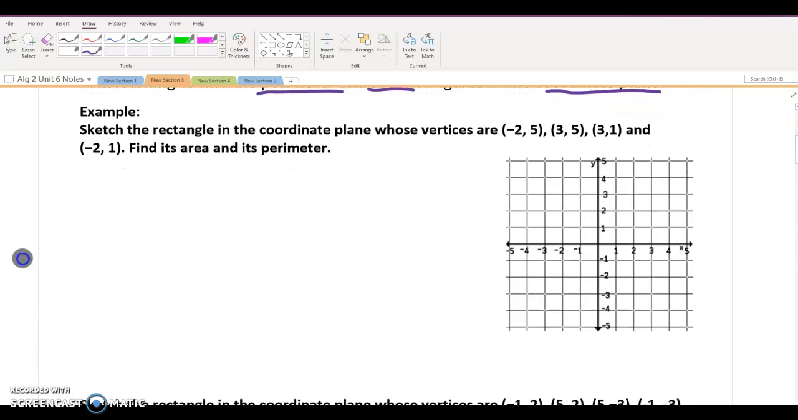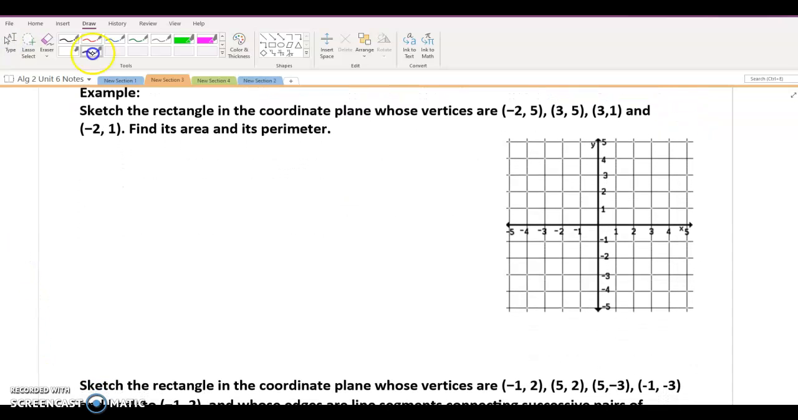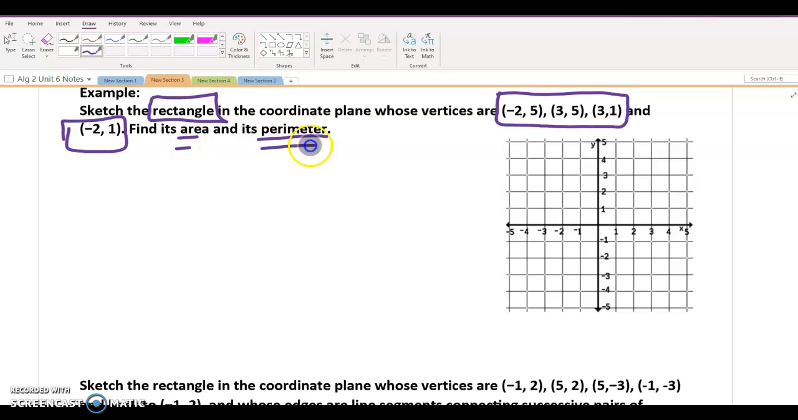So we have our first example, which asks us to sketch the rectangle. It tells us what shape we're going to make in the coordinate plane, whose vertices are -2, 5, 3, 5, 3, 1, and -2, 1. Then we're asked to find the area and the perimeter. So first things first, plot the ordered pairs.